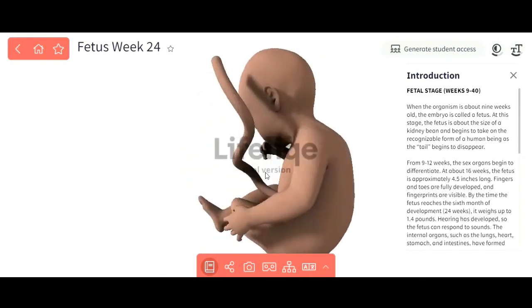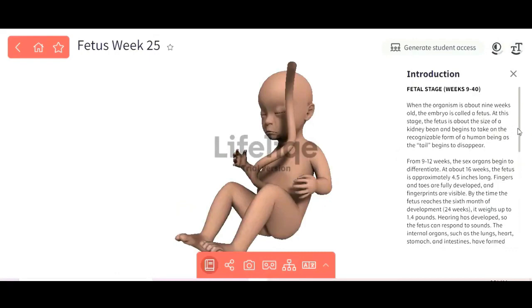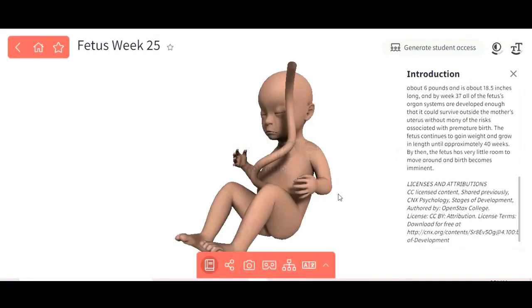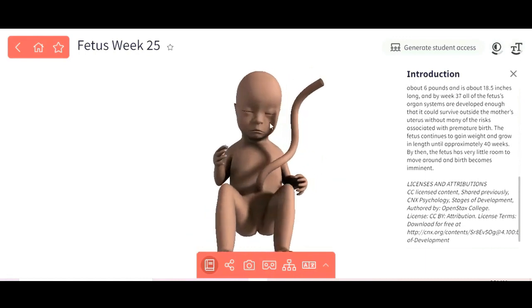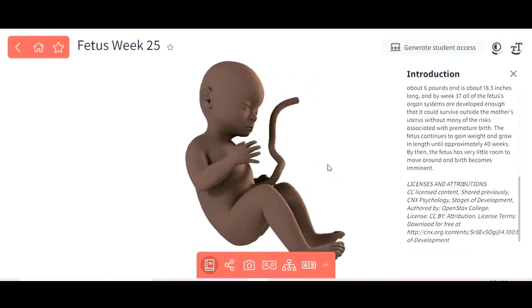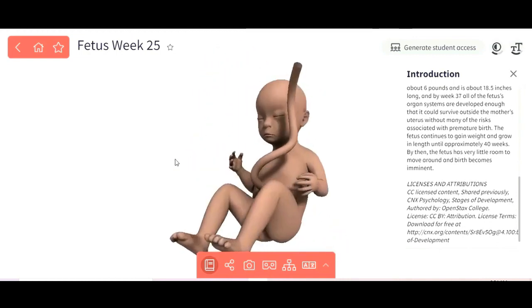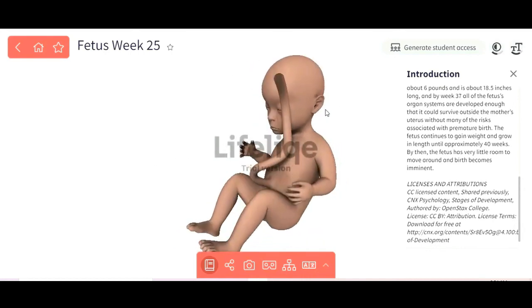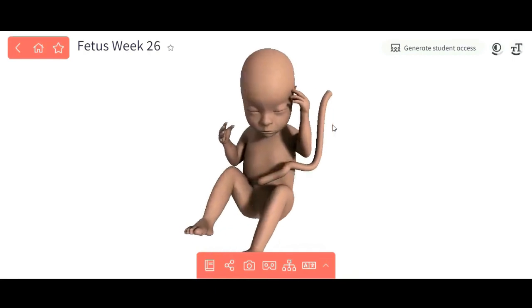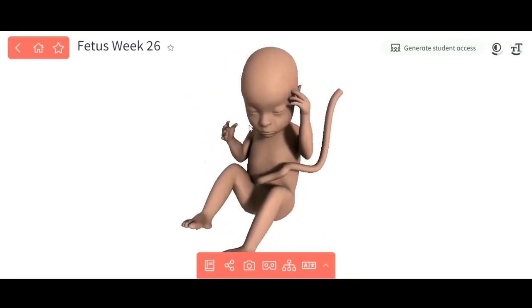it's near to fetus week 25. Yeah, we can see this is an animation. You can see the animation of how the fetus is in our mother's uterus. And then fetus week 26. So this is the picture and animation, really helpful, right?